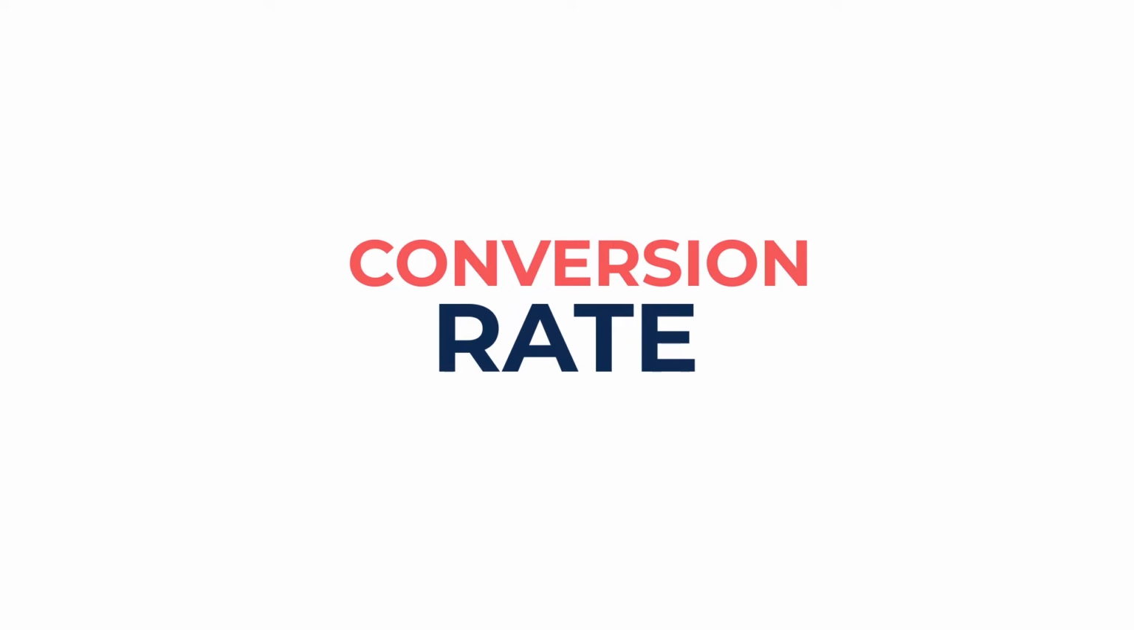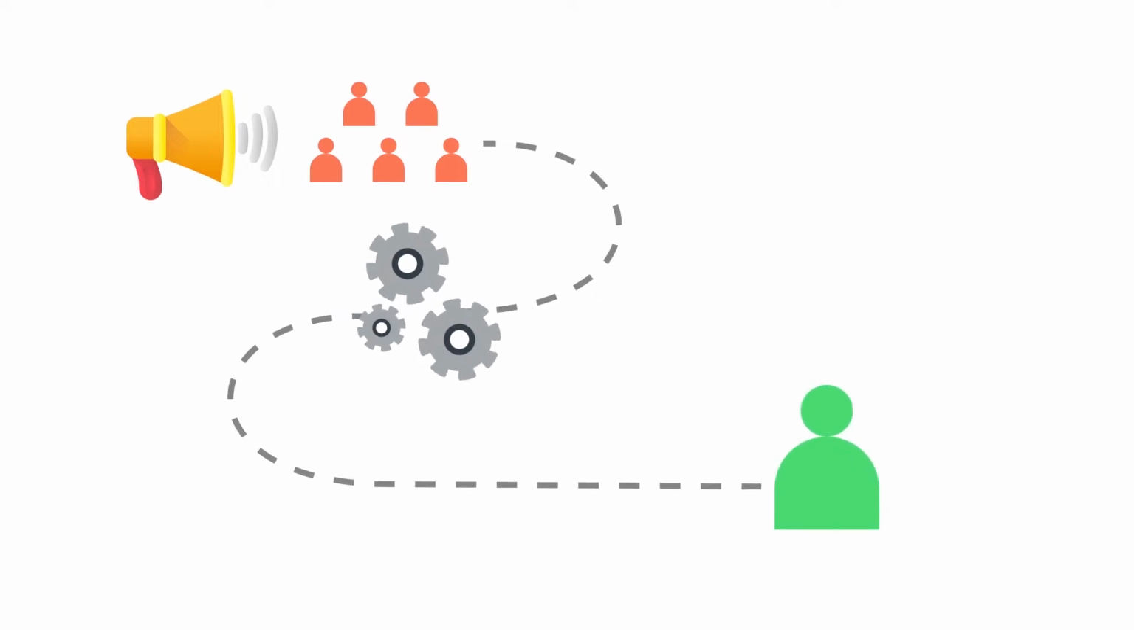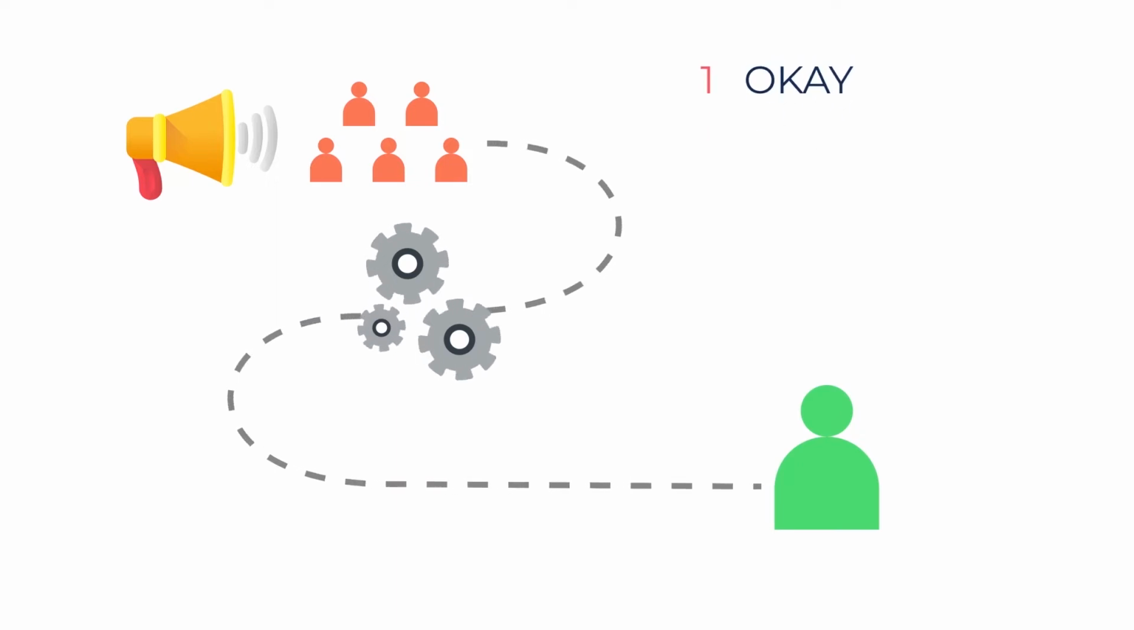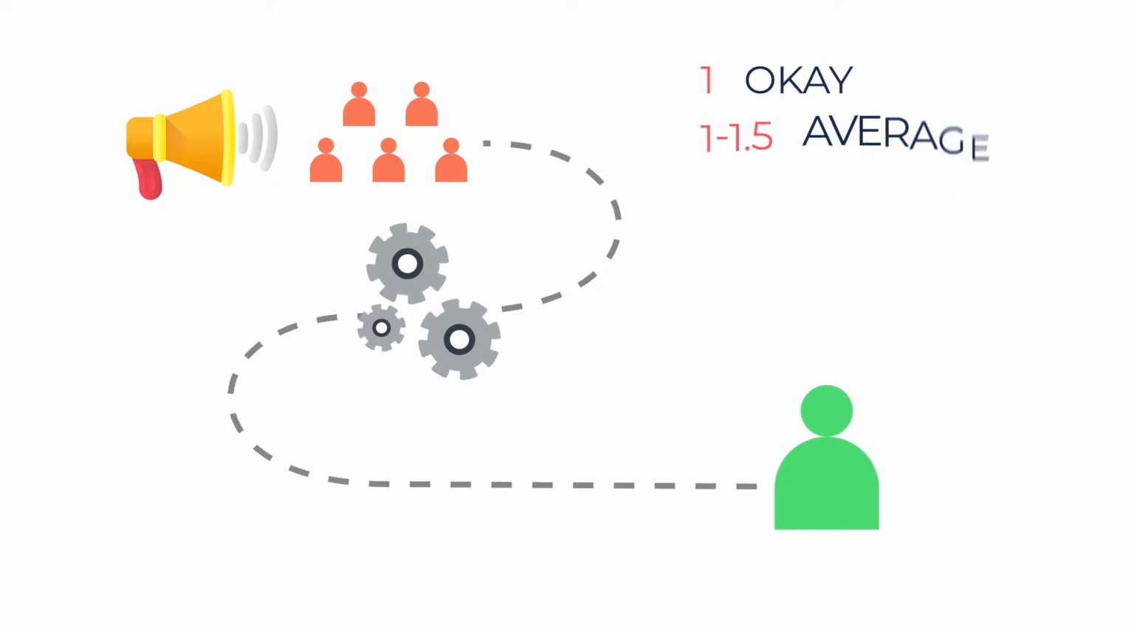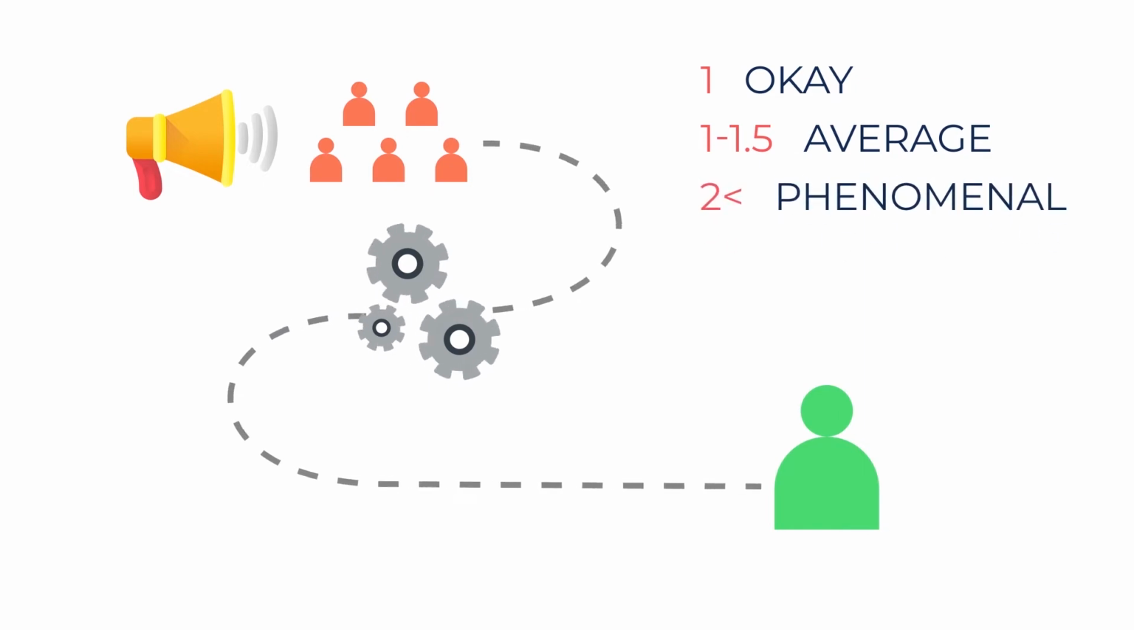The third thing we're going to look at is the conversion rate. It's basically how effective your ad is. Based on how many interactions your ad has, how many conversions it actually produces is your conversion rate. So anything over 1% is okay. We normally see between 1.5 to 2% as the average. Anything over 2 to 3% is phenomenal.